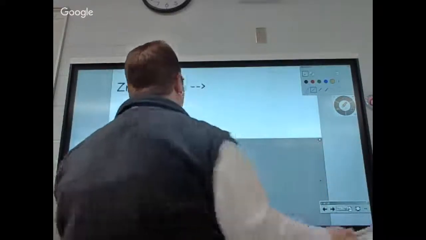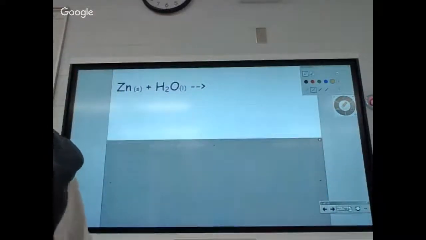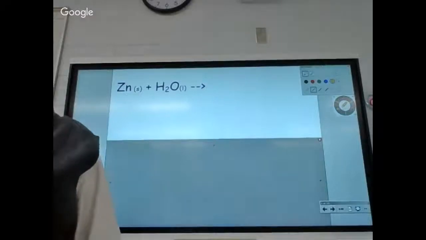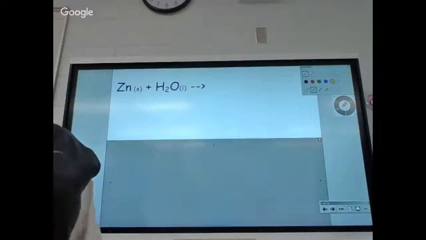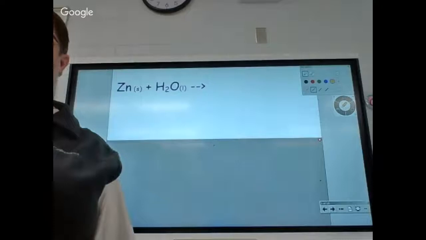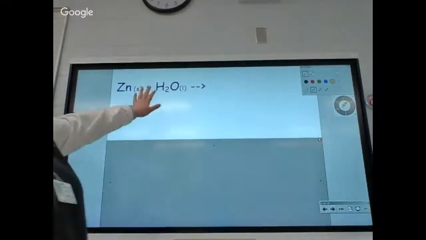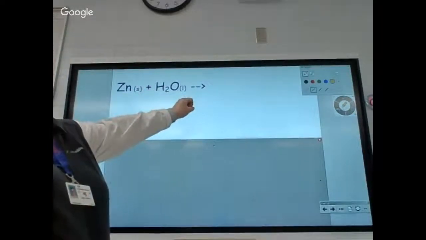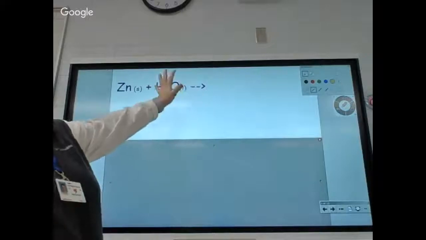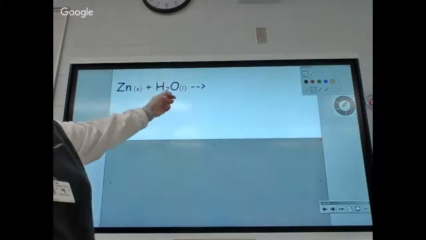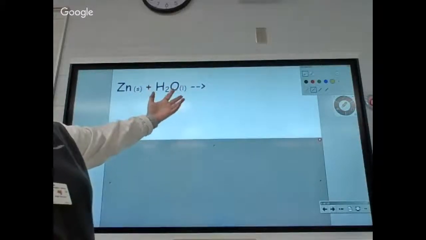All right, so you're going to have this in the equation. It's not going to say plus cold water in the reaction, right? So when you see this, you have to be able to recognize, is it cold water? Is it steam? Is it an acid? Is it an oxygen?